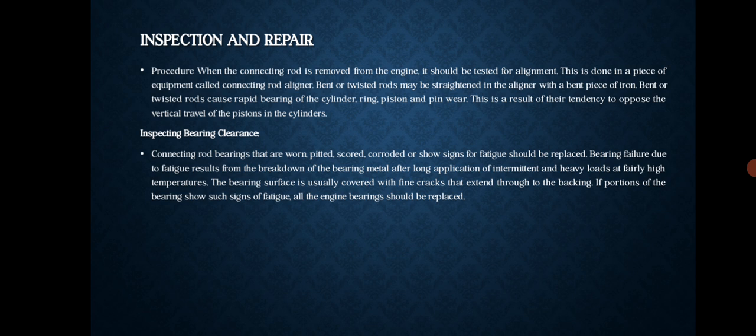Bearing failure due to fatigue results from the breakdown of the bearing metal after long application of intermittent and heavy loads at fairly high temperature. The bearing surface is usually covered with fine cracks that extend through to the backing. If portions of the bearing show such signs of fatigue, all the engine bearings should be replaced.